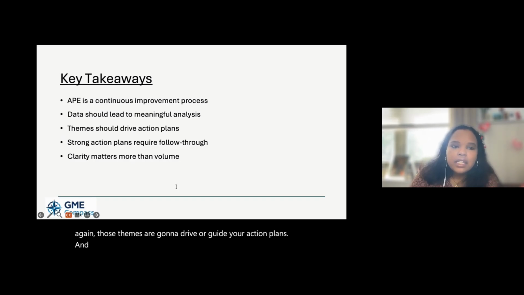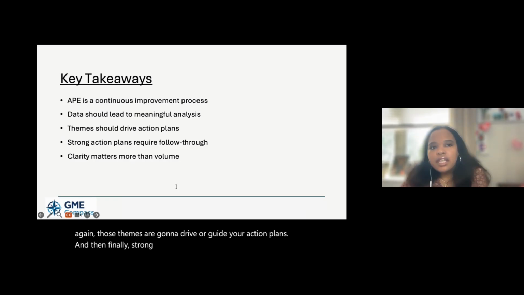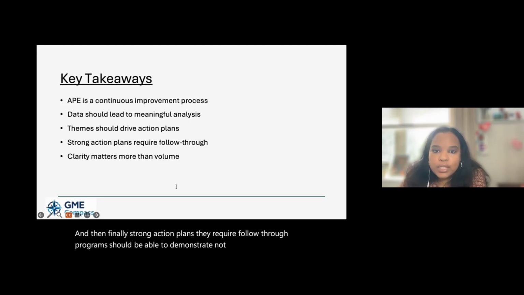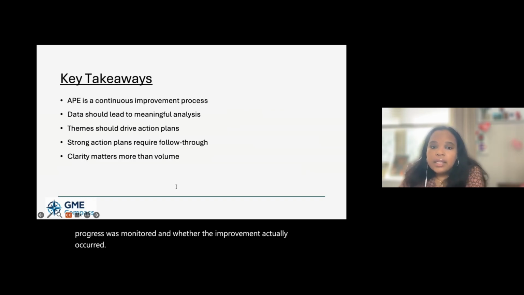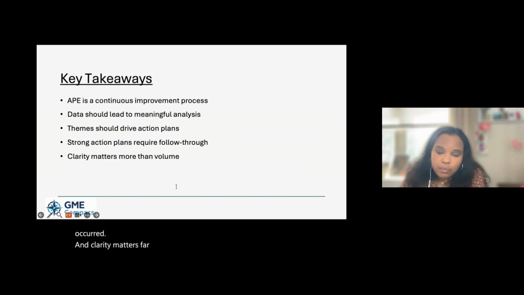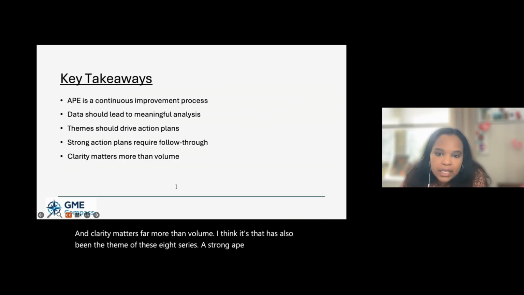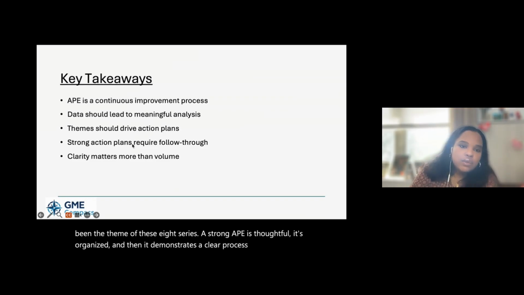And then finally, strong action plans require follow through. Programs should be able to demonstrate not only what was identified, but what actions were implemented, how the progress was monitored, and whether the improvement actually occurred. And clarity matters far more than volume. I think that has also been the theme of this series. A strong APE is thoughtful, it's organized, and it demonstrates a clear process for continuous improvement.